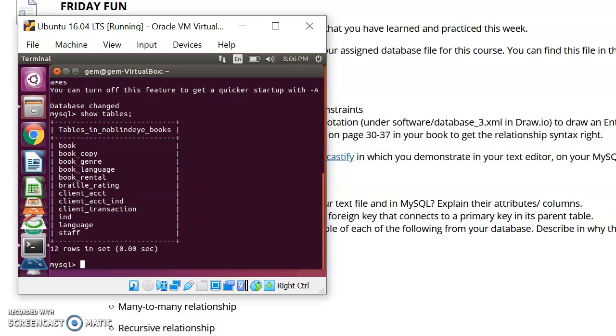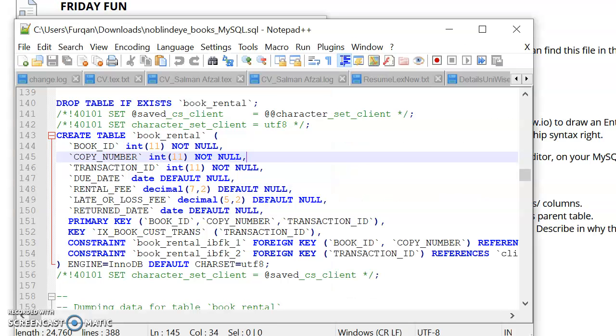Book rental carries the book ID, copy number of the book, and the transaction ID. I believe these are very important details because they can tell what book ID has been rented by the client, and what was the copy number of that book. Similarly, it carries the rental fees and other important dates. So it has book ID, copy number, transaction ID, due date, rental fee, late or loss fee, and return date.